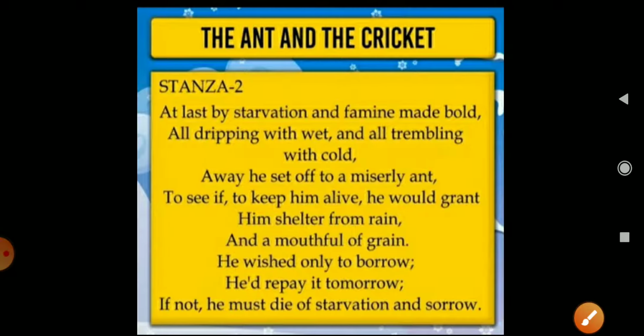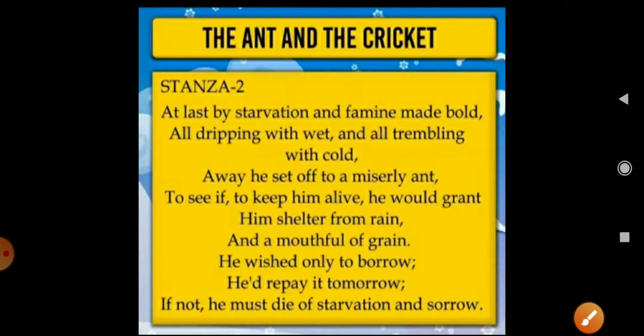Now in the second stanza, first we'll read that. At last by starvation and famine made bold, all dripping with wet and all trembling with cold, away he set off to a miserly ant, to see if to keep him alive he would grant him shelter from rain and a mouthful of grain. And he wished only to borrow, he would repay it tomorrow. If not, he must die of starvation and sorrow.